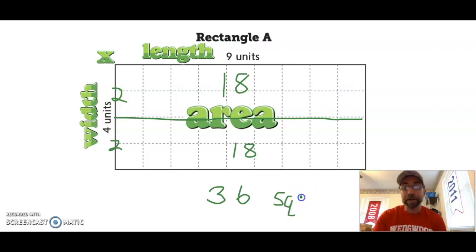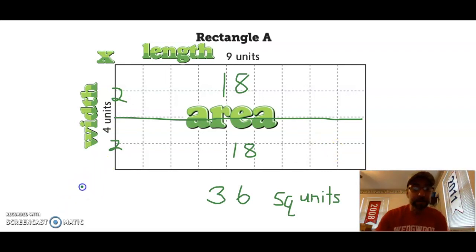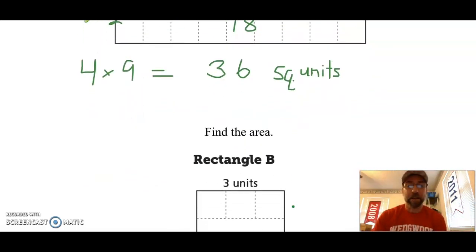So it's important to have our label here. It's called square units because I am counting the number of squares that will fit inside the border. So hopefully that refreshes your memory from fourth grade. 4 times 9 equals 36 square units. Let's try another one.